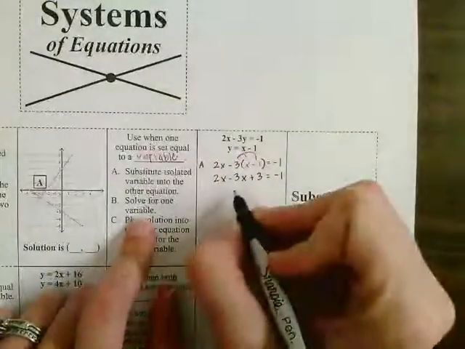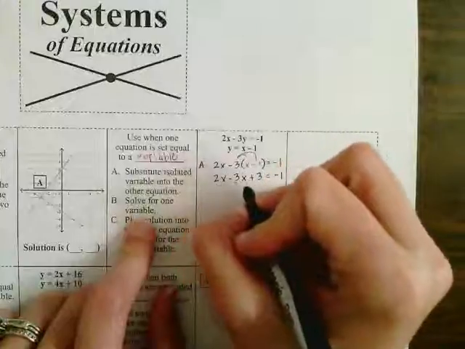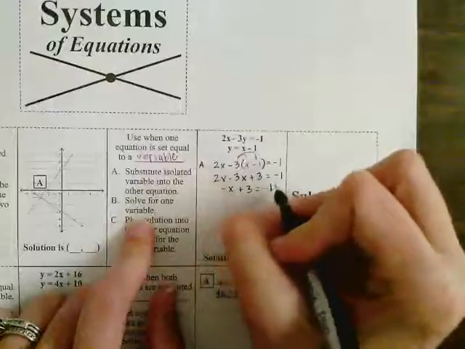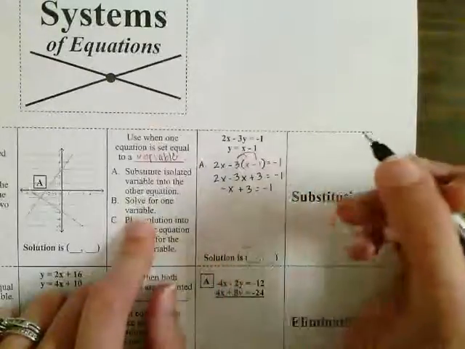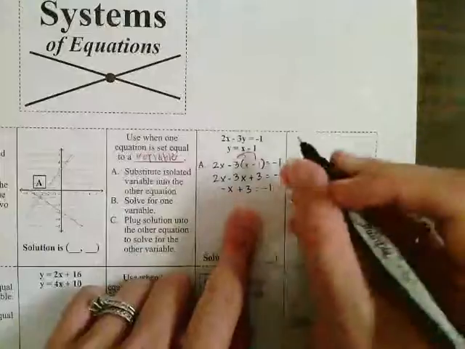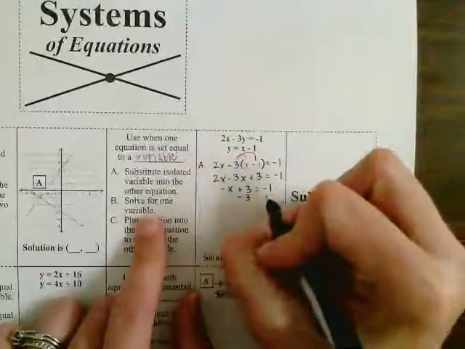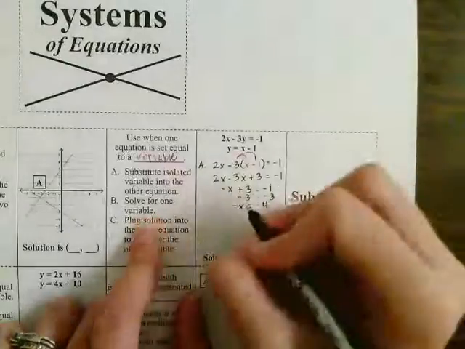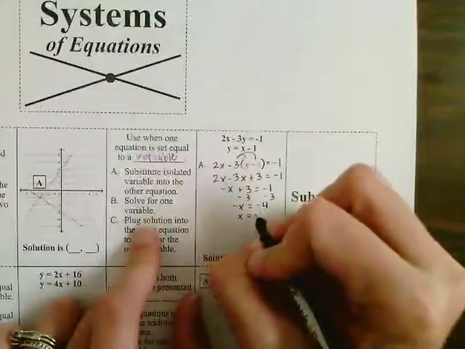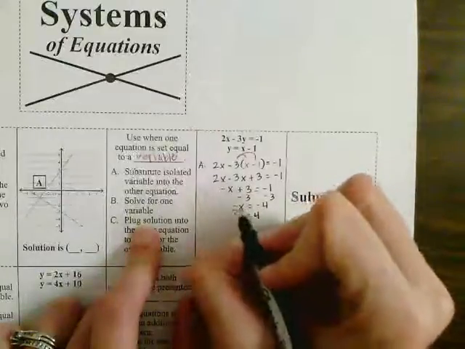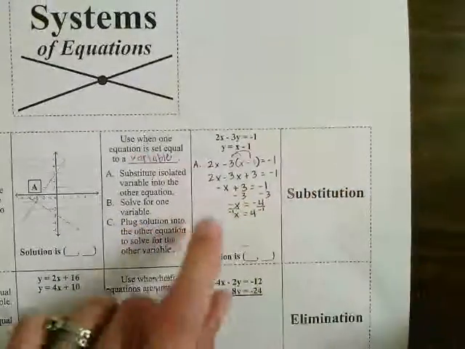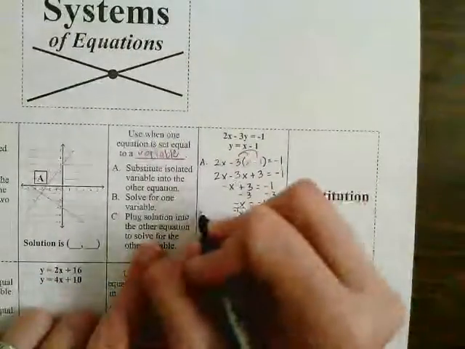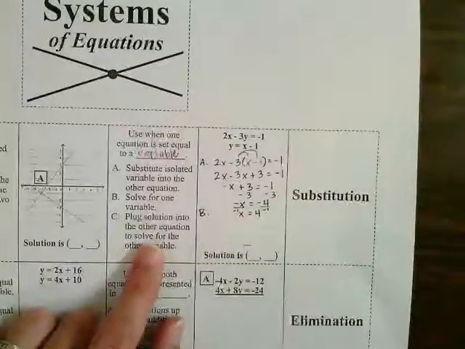And then you're going to combine like terms. So you've got 2x minus 3x, which is negative x, plus 3 equals negative 1. Okay, and now you're just simply solving for x. So you're going to subtract 3 on both sides. You'll have negative x equals negative 4. And then x equals 4 because I've divided by negative 1 on both sides to get rid of that negative sign. So this is our step B.